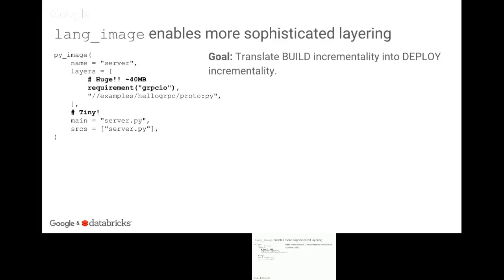So if you look at this example that's up on the left, you can have a relatively small application that builds on top of really big libraries. In this example, from the rules Kubernetes repo, it's a sample gRPC service. It uses the gRPC IO requirement, which is like 40 megs. The app itself, including a bunch of generated code, is less than 400K. So by moving some of these big dependencies into their own layers, because they aren't changing, you reduce what you push by about 2 orders of magnitude.